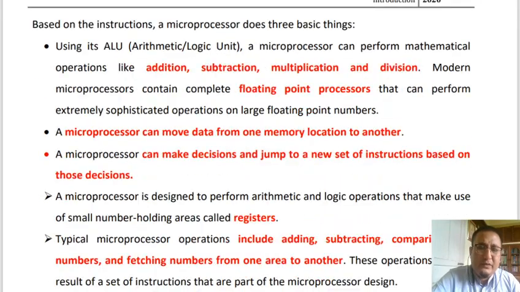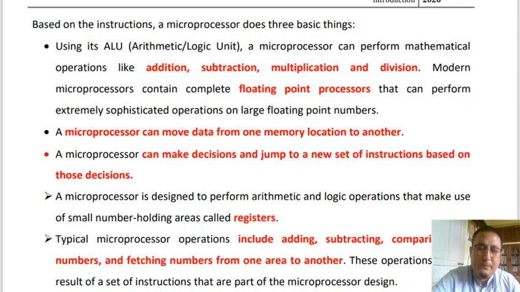Now, there are various types of instructions that are associated with a microprocessor. Based on the types of instruction, a microprocessor is typically capable of performing three different types of activities. The first activity includes arithmetic and logical operations. A microprocessor performs arithmetic operations such as addition, subtraction, multiplication, division, and logical operations such as realization of AND, OR, and NOT gates. Some of the sophisticated or advanced microprocessors are also capable of performing floating point operations.